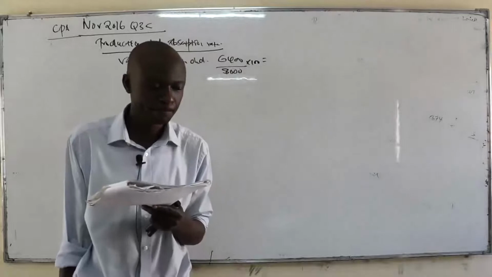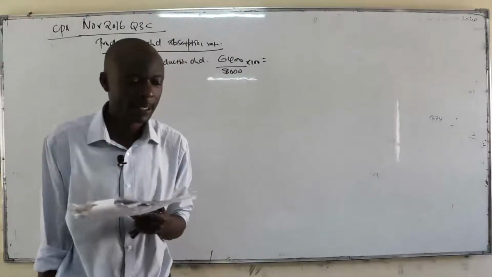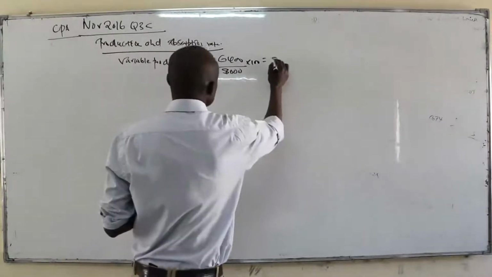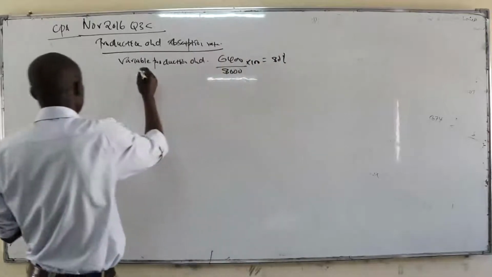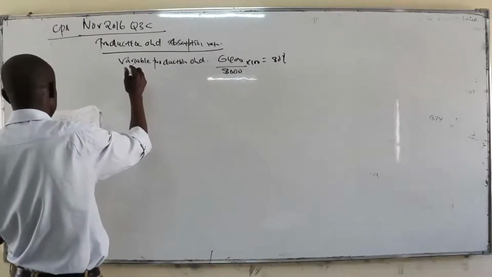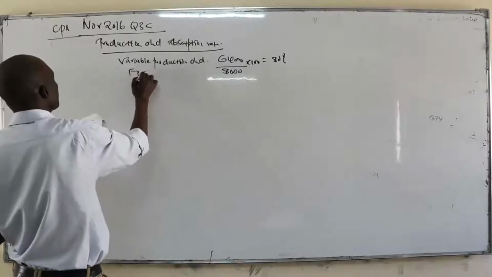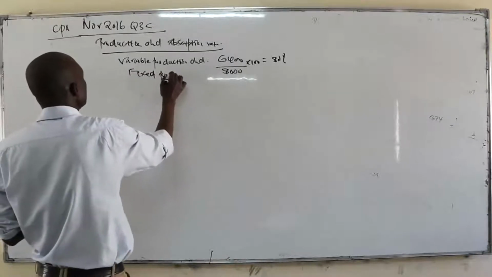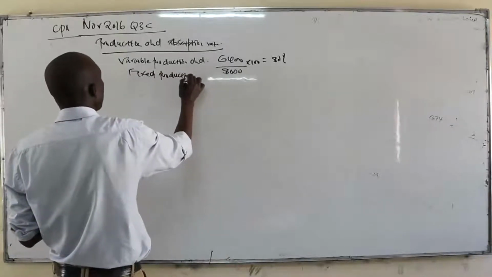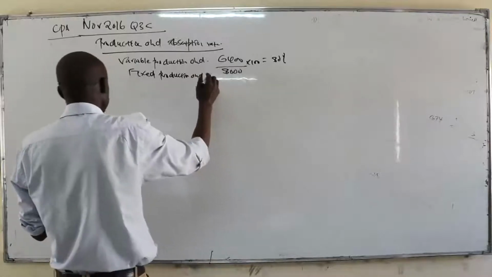80%. So this one they absorb using 80%. And then variable, that is variable. And then we have fixed. We have fixed production overhead. The total is how much?